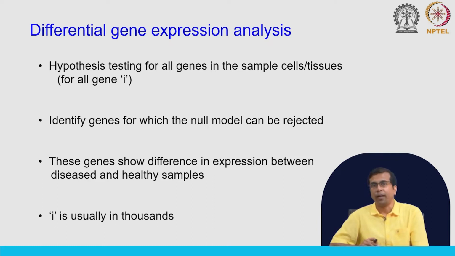Now, this i is usually in thousands or tens of thousands, depending on the organism. If you are talking about simple bacteria like E. coli, we have 4,000 genes. If you are talking about yeast, it is 6,000. If you are talking about human, 20,000 to 25,000 genes. But if you talk about transcripts, and you are also considering the isoforms, then that number would increase even further. So, this i is usually in thousands or tens of thousands.